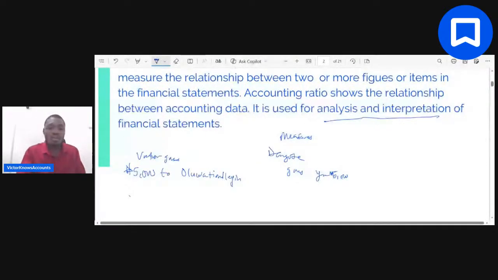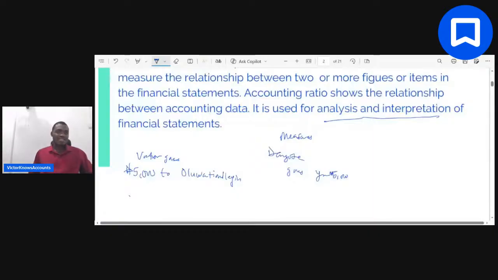Maybe as we go on, I'm going to explain that. If you see somebody making a profit of 1 billion, you're like, wow, that's a lot of money. But you then see that the total sales they made was 1 trillion. By the time you do 1 billion over 1 trillion, that's 0.1%. So they are making a tiny profit. They are not doing well.